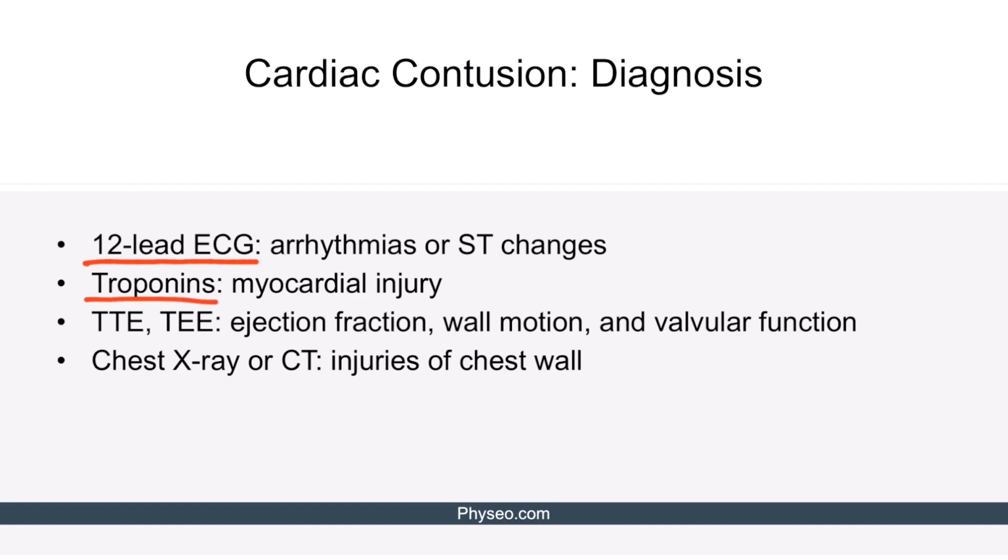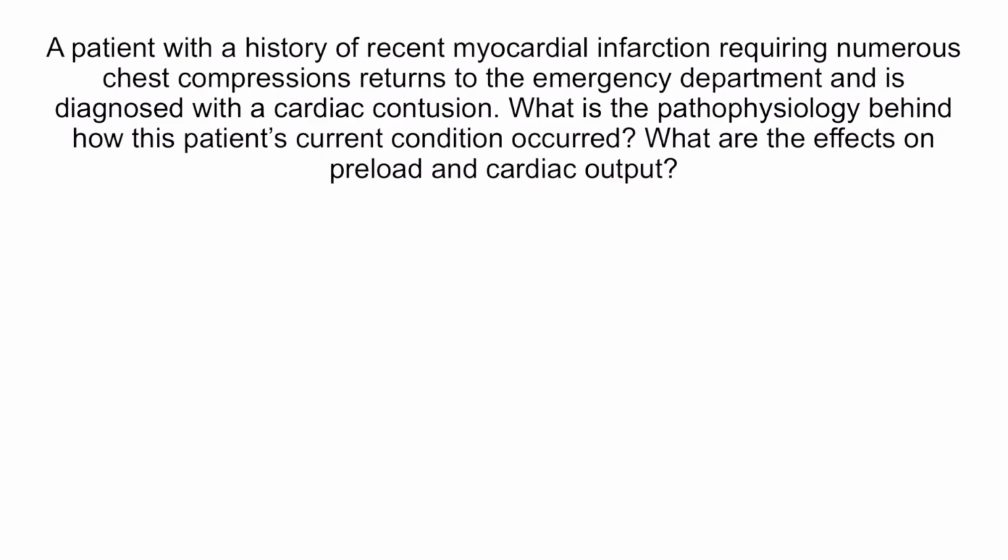Troponins can also be done as a screening for myocardial injury. If ECG and troponins are normal, the patient has a minimal chance of having myocardial contusion and can be discharged. On the other hand, if ECG is abnormal and troponins are positive, TTE or TEE is recommended to further evaluate general cardiac function along with ejection fraction, wall motion, and valvular function. Finally, chest X-ray and/or CT scan are indicated if further injuries of the chest wall are suspected, including the ribs, lungs, or sternum.